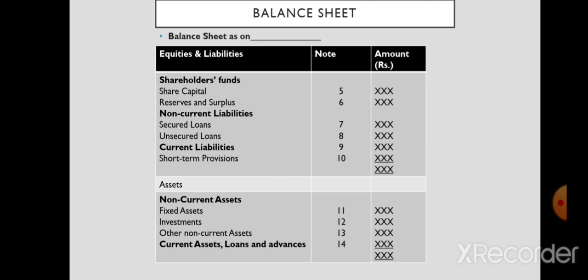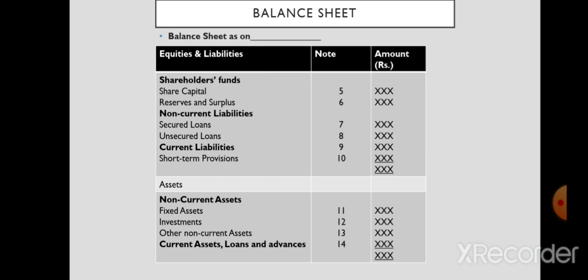Under notes 9 and 10, we will arrive at the current liabilities and provisions. Some of the items or headings under current liabilities and provisions are sundry creditors, bills payable, bank overdraft, unclaimed dividend, outstanding expenses, incomes received in advance, provision for tax, proposed dividend, and corporate dividend tax. All these are considered for calculating current liabilities and provisions under notes 9 and 10.